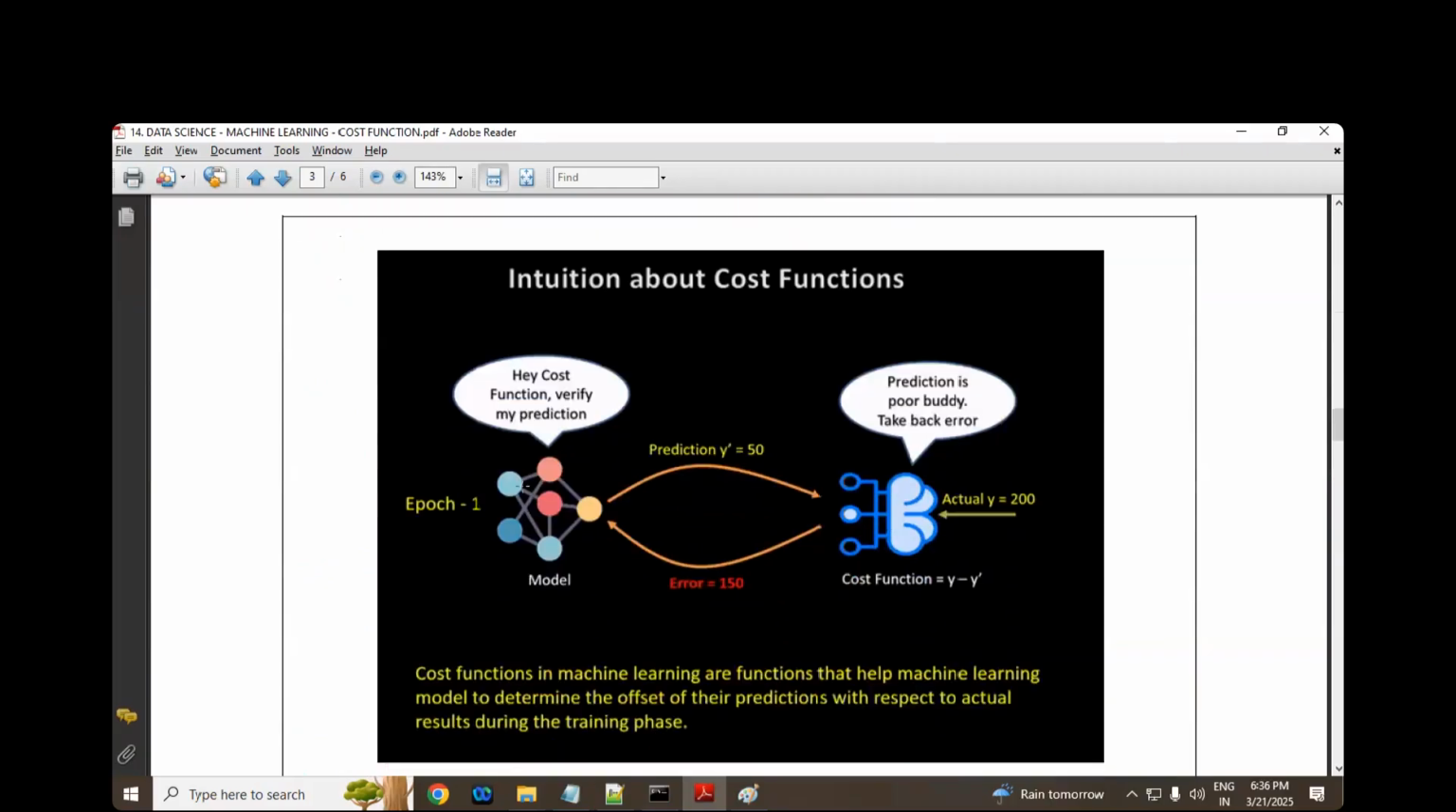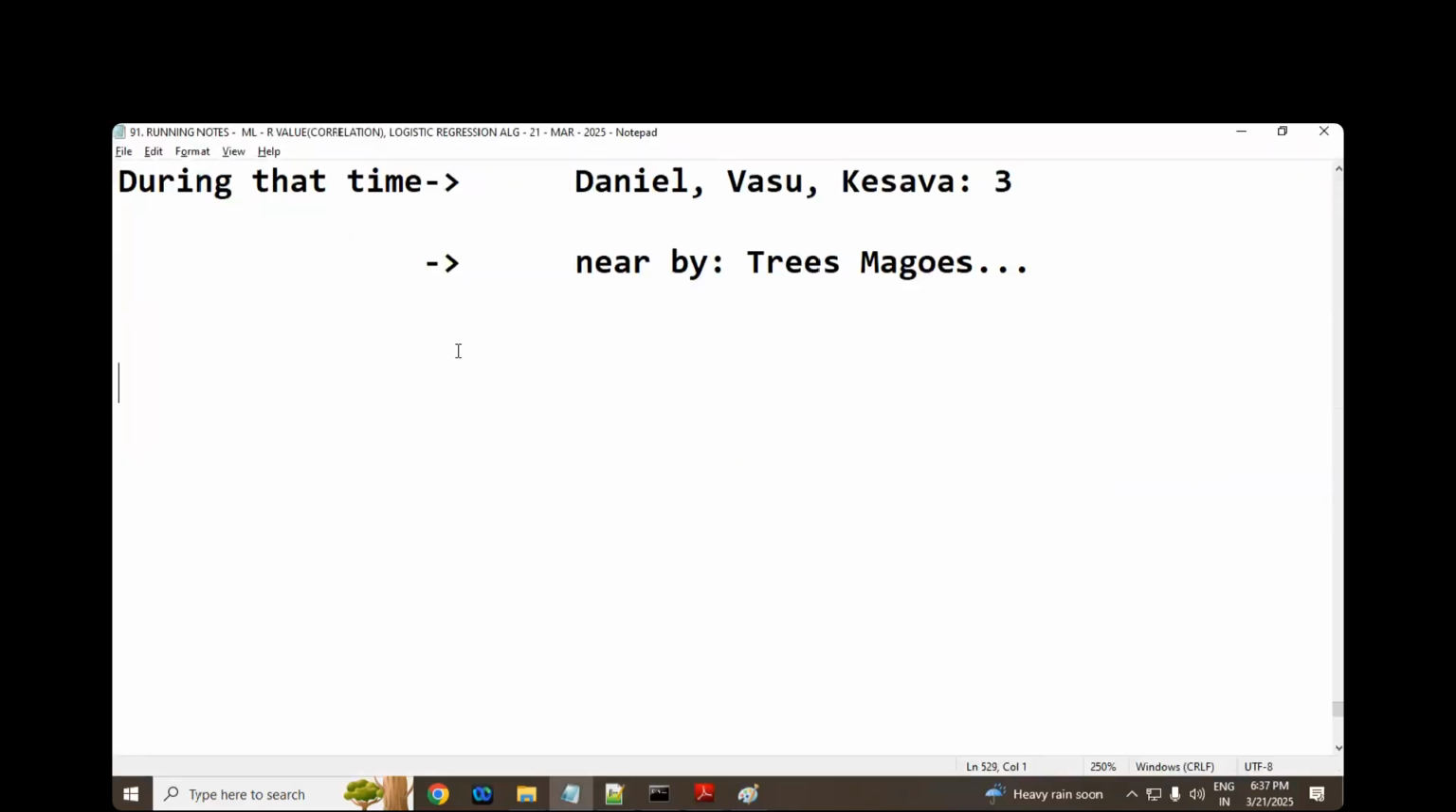Left hand side, machine learning algorithm. Right hand side, cost function. The moment you call the fit method, the fit method has the training data. Now, the machine learning algorithm will start doing prediction from the fit method data. The moment you give the training data set, the machine learning algorithm will start doing prediction. If you want, I will take one small example for your better understanding.